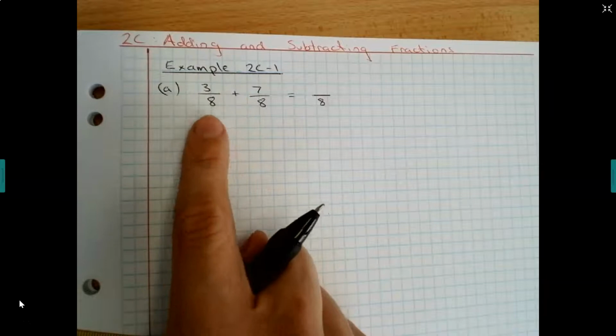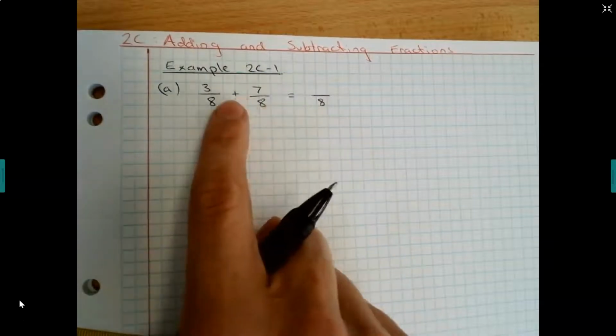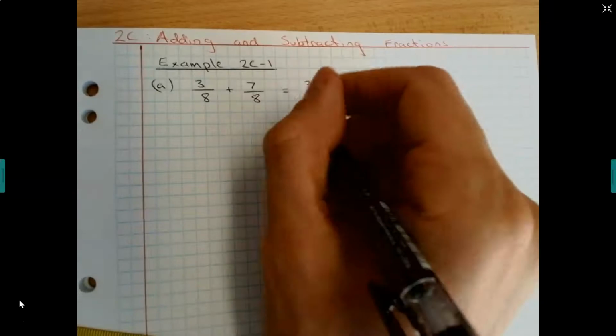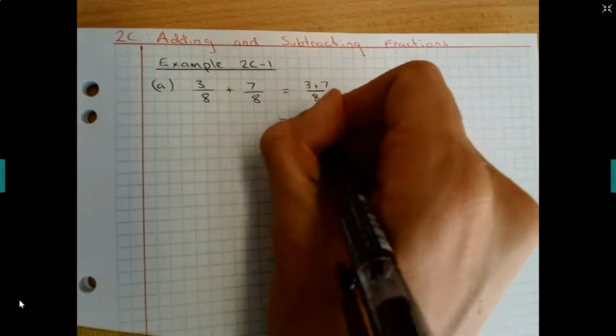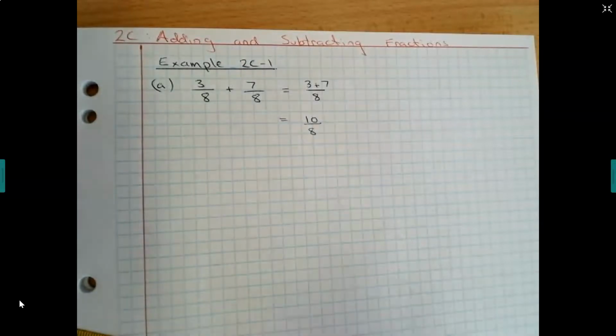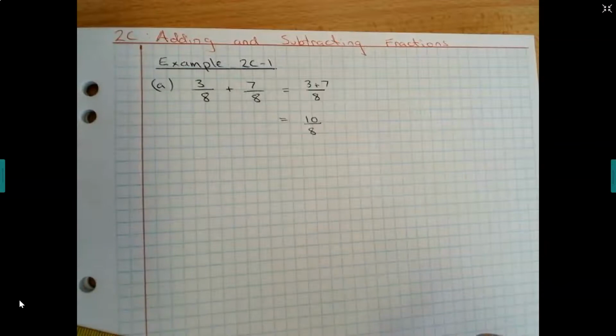So I heard someone say 16. You do not add the denominators. You look for a common denominator. That is your denominator. You add the two top numbers. So you go 3 plus 7, which gives you 10/8. Now you could write that as a mixed number if you wanted to. I'd be happy with that as 10/8 through your bookwork.